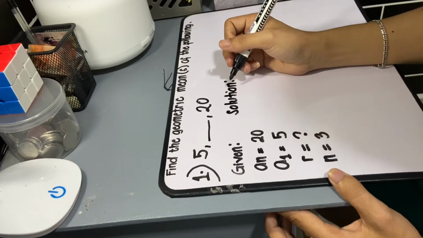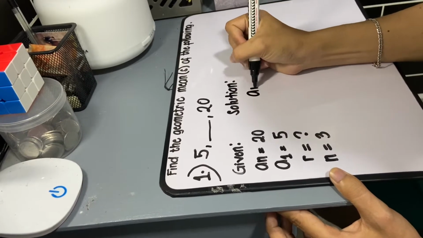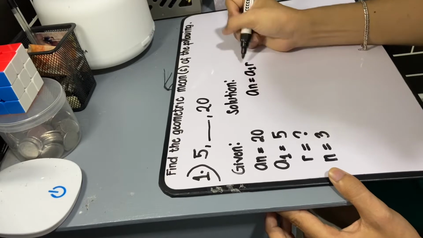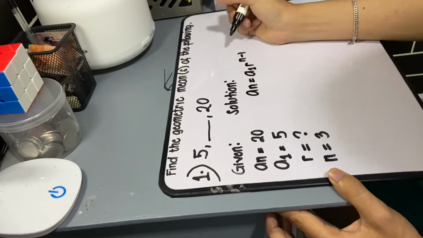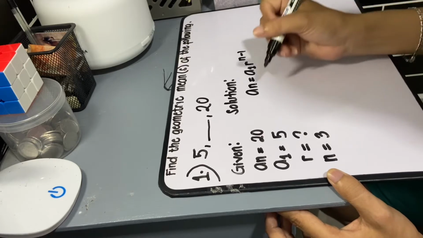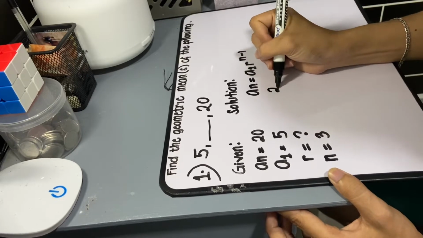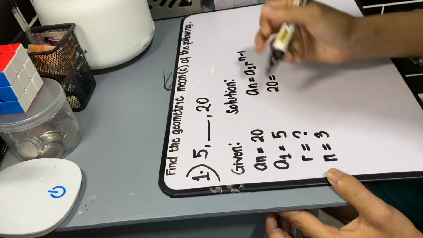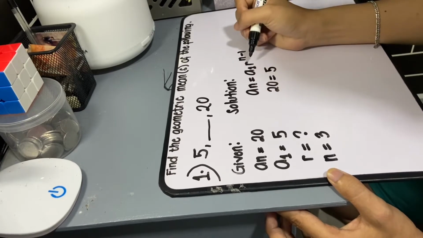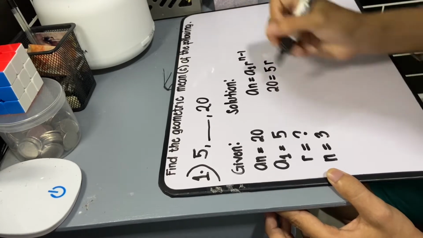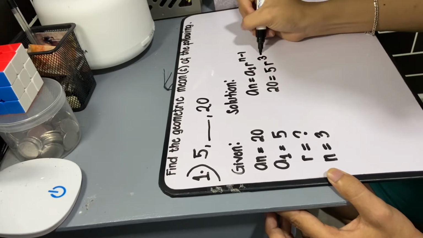We are going to use the formula E sub n equals E sub 1 times R raised to the power of n minus 1. This is the formula that we are going to use in order to get the value of the common ratio. So we substitute the value of E sub n, which is 20, and copy the equal sign. And of course, substitute the value of E sub 1, which is 5. And the value of R, since there's no value of R, we write R. And next, the value of n, which is 3, and bring down negative 1.